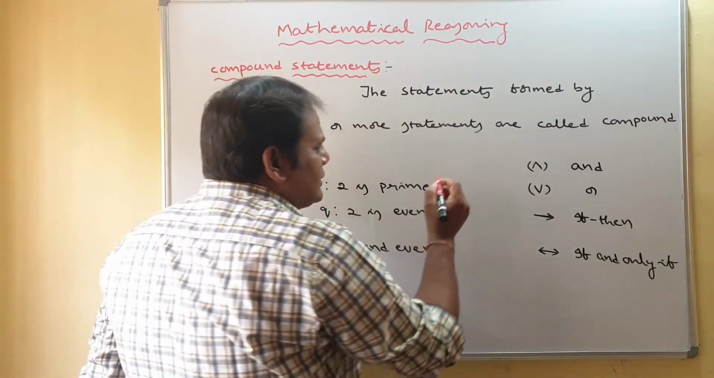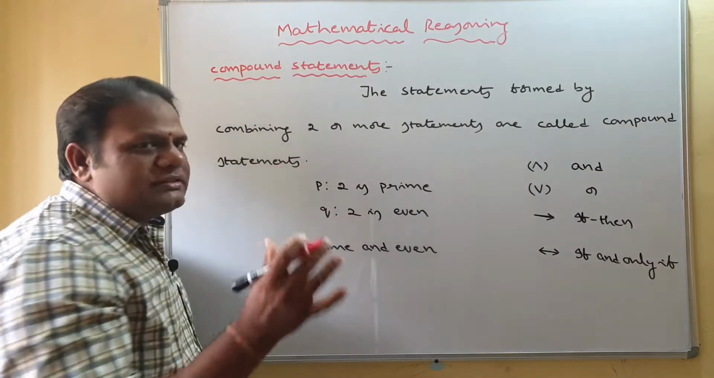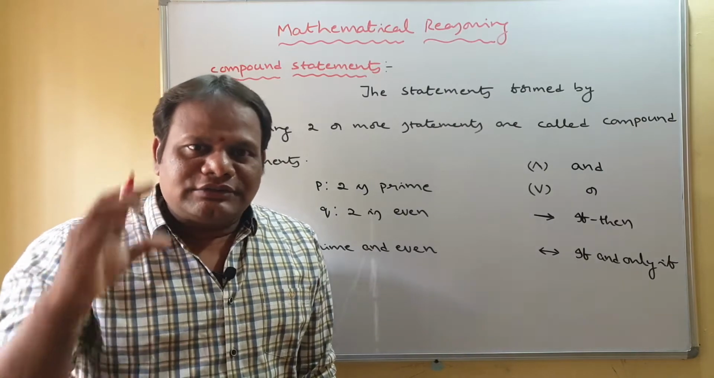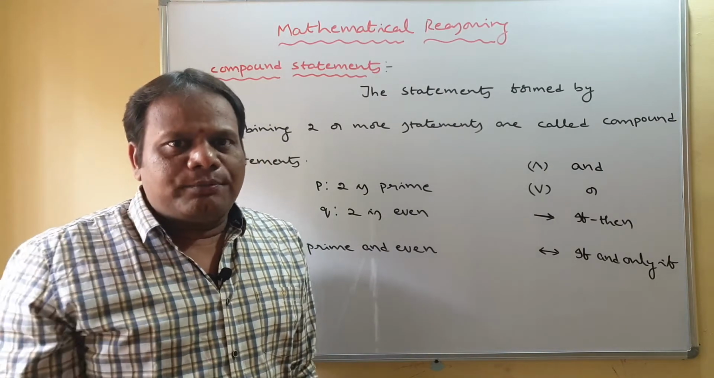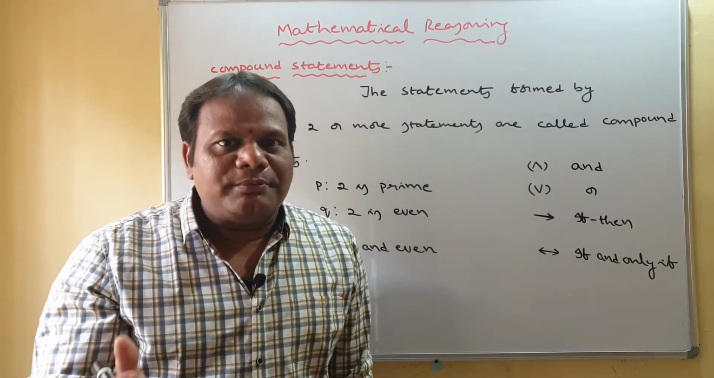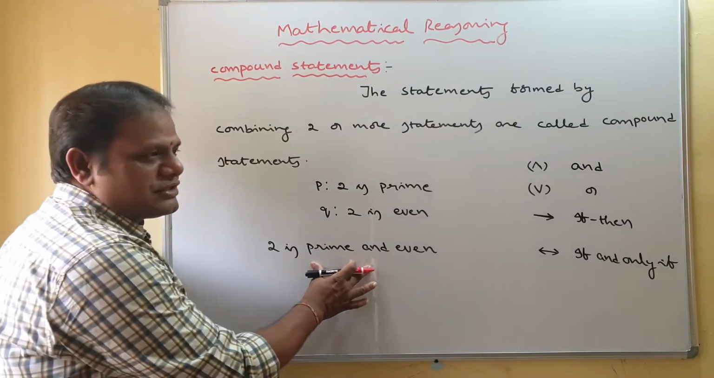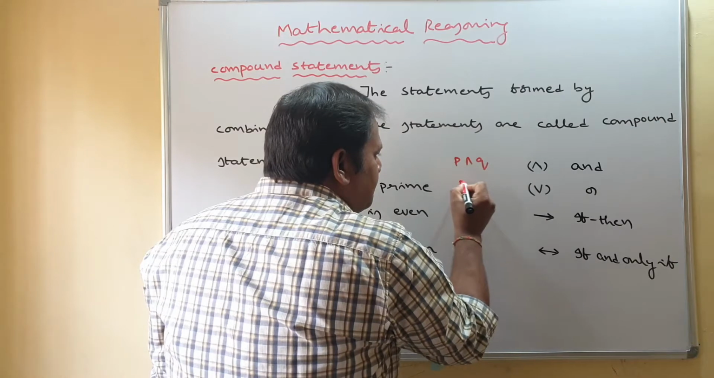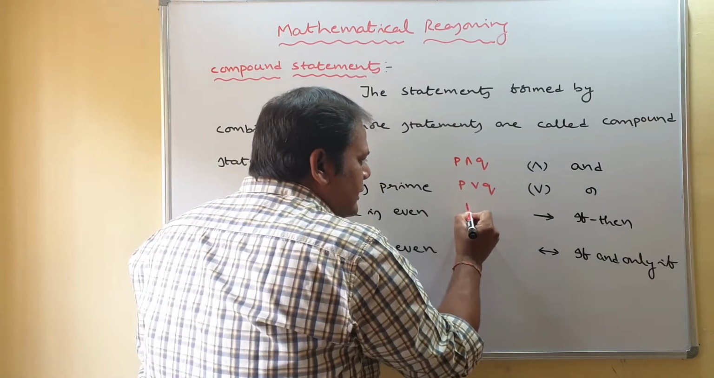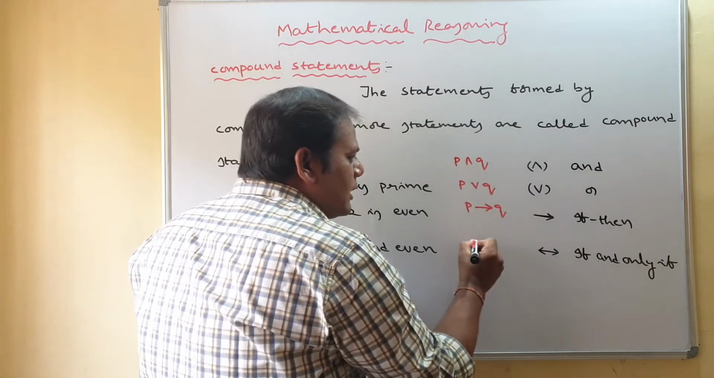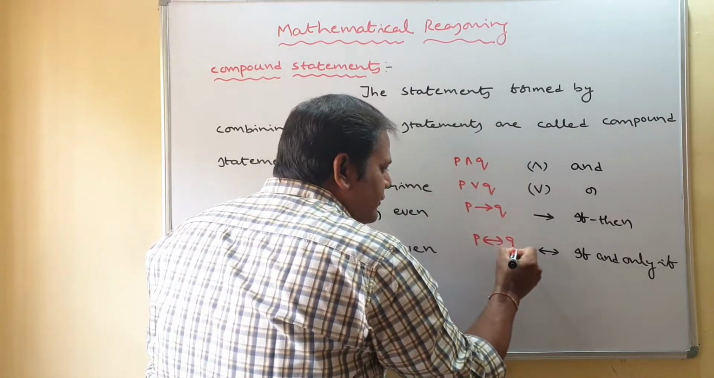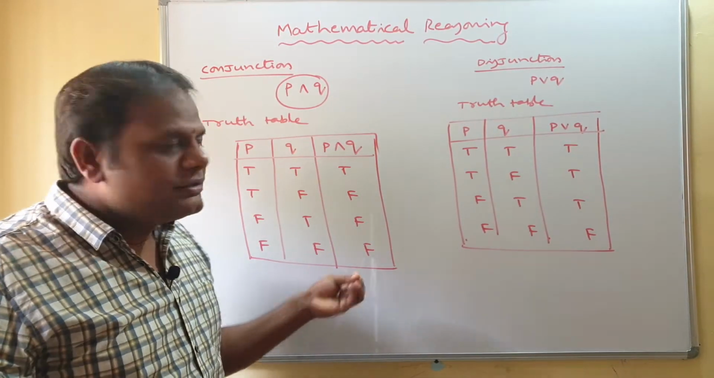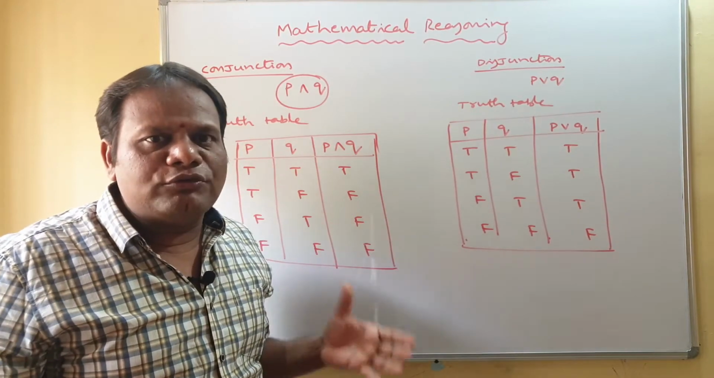Now suppose you see that 2 is a prime number. That is one statement. 2 is an even number. That is another statement. By clubbing those two, you can form a new statement: 2 is prime and even. This is a compound statement. Compound statements look like P and Q, P or Q, P then Q, or P if and only if Q. Now we discuss the most important concept, that is truth tables of the compound statements.